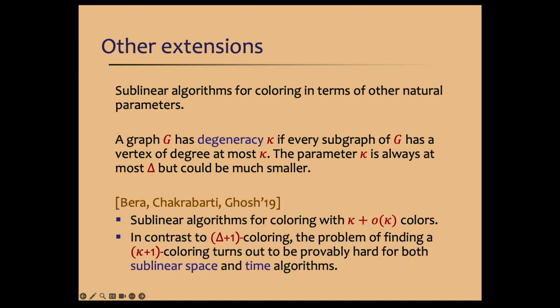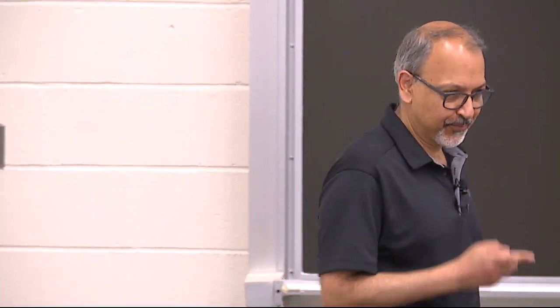And the work of Behnezhad, Chakrabarty, and Pranther, who is one of the organizers here, shows a sublinear algorithm for coloring with kappa plus small o of kappa colors. Kappa plus one coloring turns out to be hard to do. Before I conclude, I also want to answer your question about deterministic algorithms.